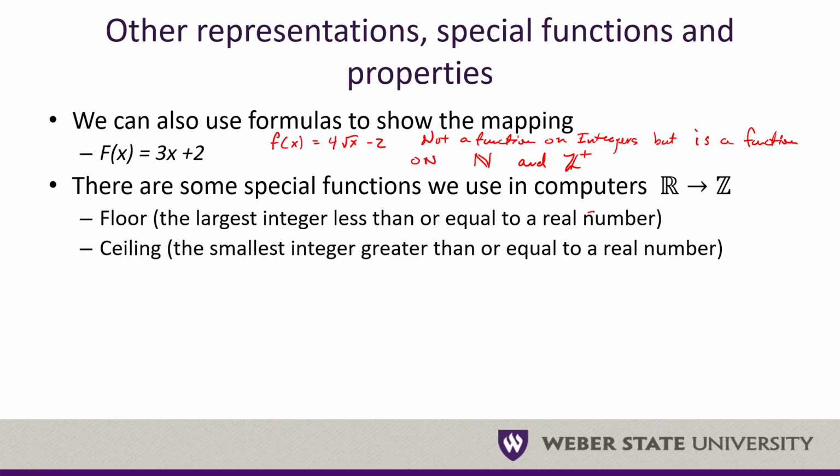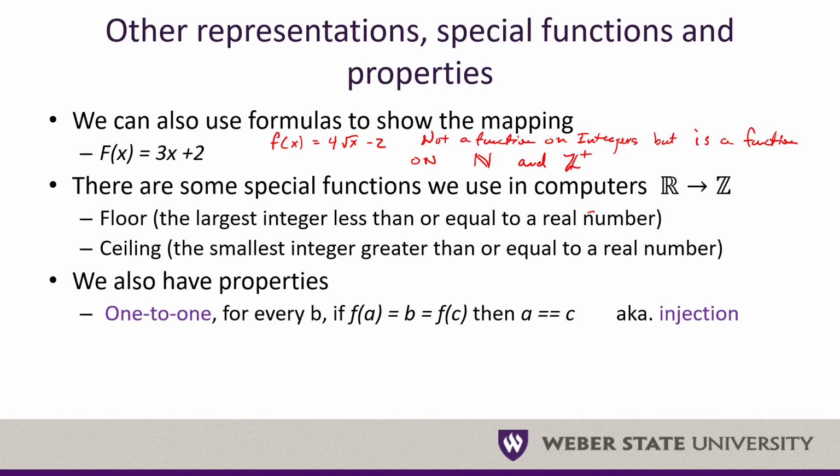Anyway, the other one that we have is ceiling. As you can imagine, if I'm talking about the floor, I'm talking about the largest integer less than, and the ceiling would be the smallest integer greater than. So if I have 1.1, the ceiling of that is 2. It's bigger than 1, so it's got to be the next integer value. That's really all it is. It's what's right above it that we're not quite to.